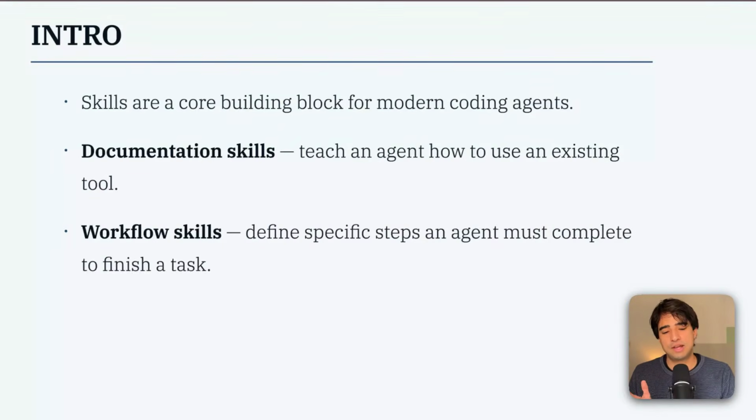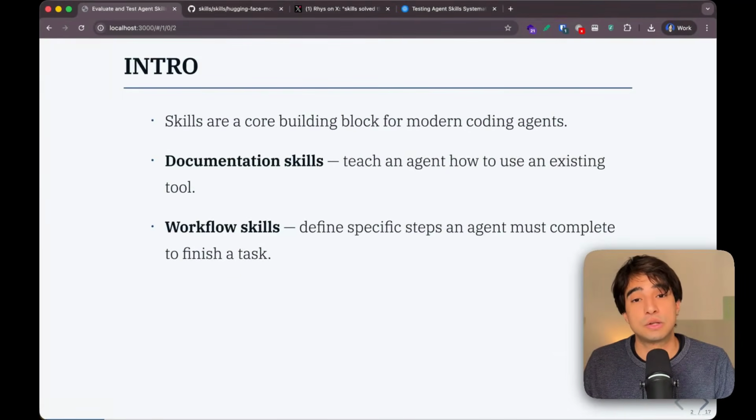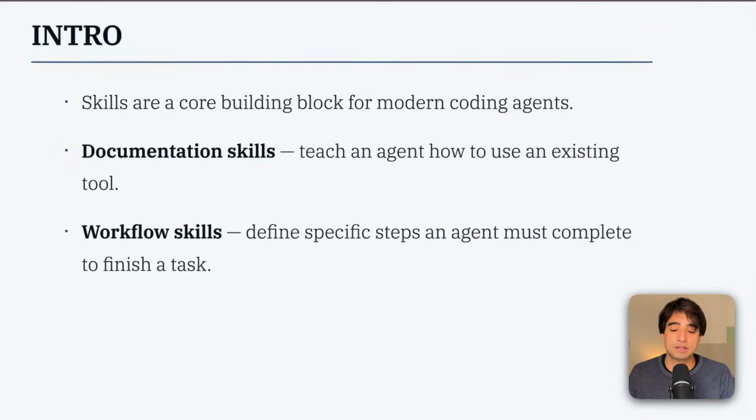Documentation skills teach the agent how to use existing tools. So for example, how to use a CLI tool, how to use an MCP server, how to use an API, etc. And they provide the advantage that they have progressive discoverability. So your agent will only read the skill if it needs to use that tool, which is very convenient. And there are also workflow skills, which define very specific steps that an agent must complete to finish a task.